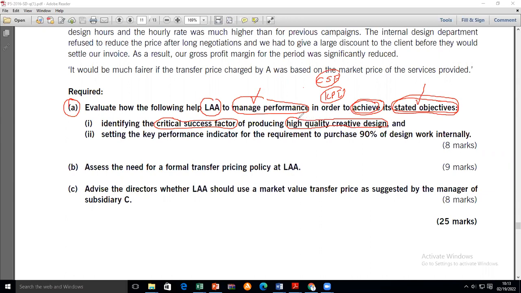High quality creative design. High quality creative design.